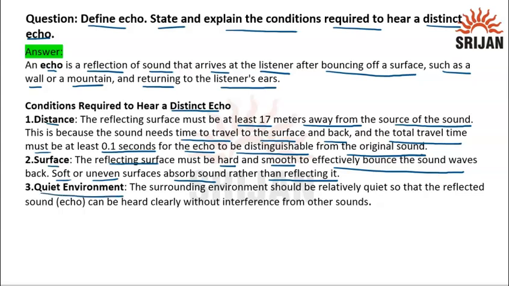Next is a quiet environment. The surrounding environment should be relatively quiet so that the reflected sound can be heard clearly without interference from other sounds. What is interference? Mixing with other sounds. So that should not happen. Otherwise, we cannot hear the sound of the echo clearly.